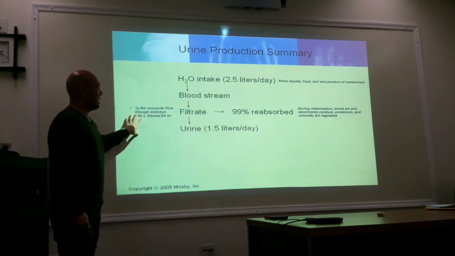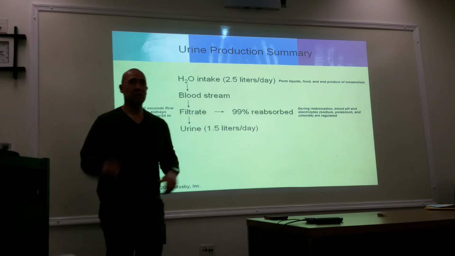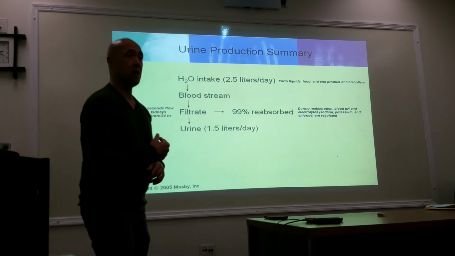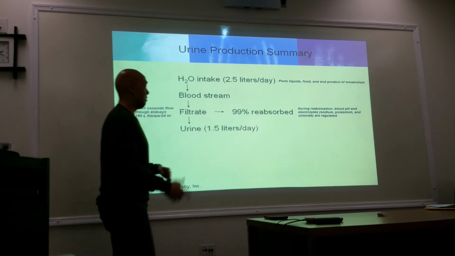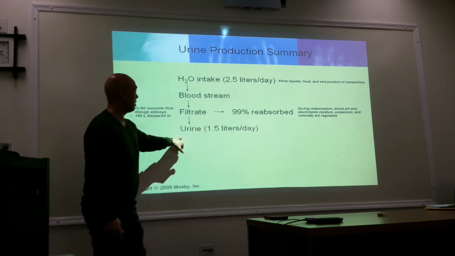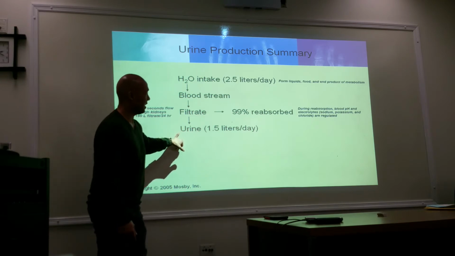Now what happens here is that 99% of the filtrate gets recirculated back into your system, okay, while the waste products now become urine. So this is your waste products, it becomes urine, and you produce about 1.5 liters a day.